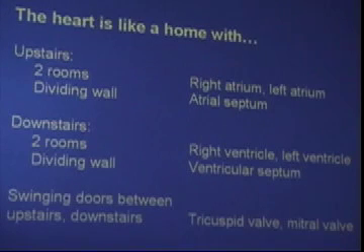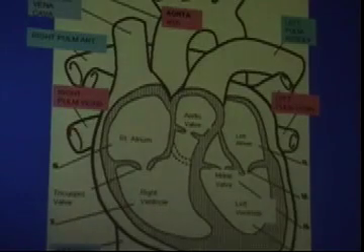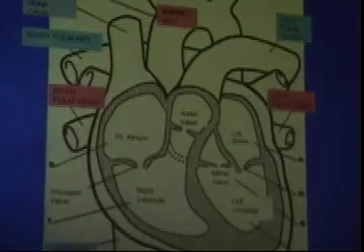Right ventricle, left ventricle. The dividing wall of that is called the ventricular septum. And then in between the upstairs and downstairs are these valves, or the swinging doors, and those are called the tricuspid valve and the mitral valve. You've already seen this, and now you know what that is. That is really the more detailed version of the heart.